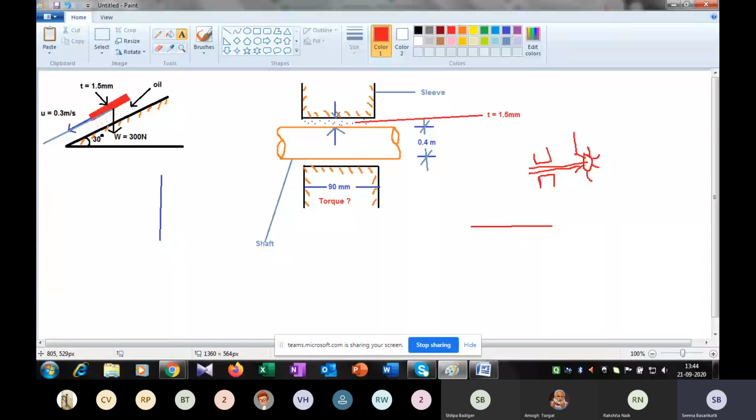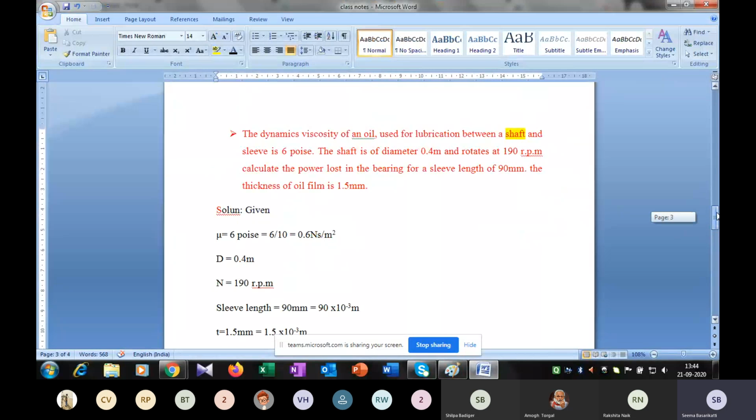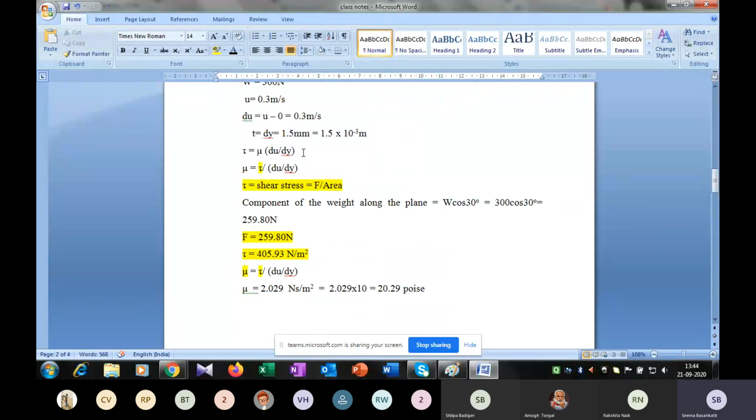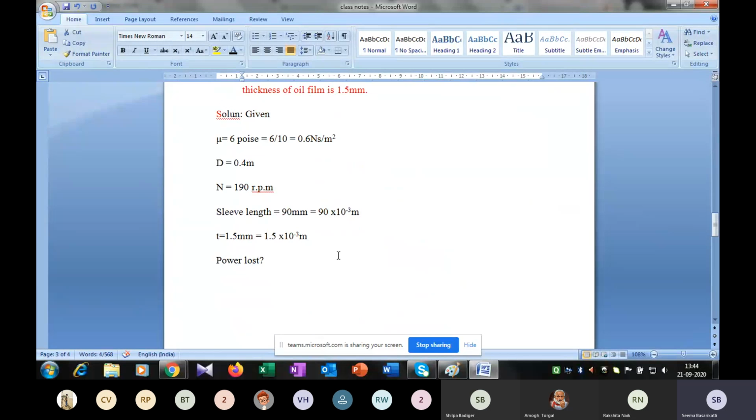Now in order to solve this problem, we need the equation. Tau is equal to mu into du by dy. This is the equation by which we can calculate the shear stress. But we don't know the value of tau here. We know mu, we know the velocity. So how are we going to calculate the velocity?